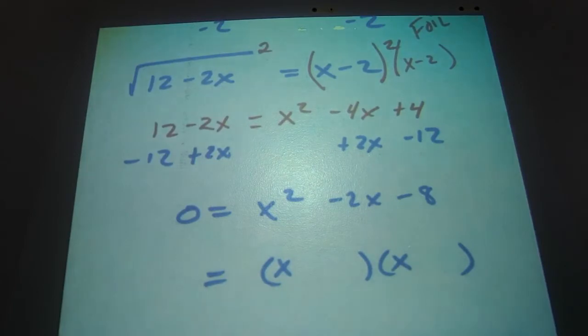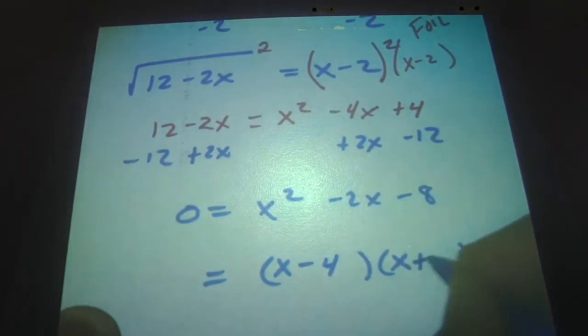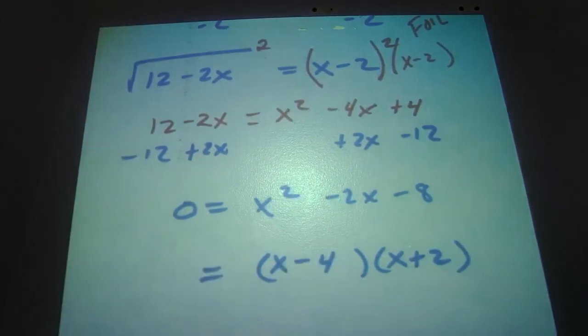Right? Where's my girl Sam? Sam, how do you answer this one? What are factors of negative 8? Mr. Gotch, it's negative 4 and 2. Nice job, Sam. Sam is awesome. Thanks, Mr. Gotch.